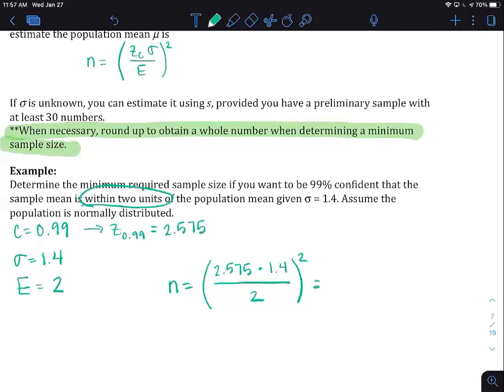So if we plug that in, we get approximately 3.249, and then we're always going to round up. So our sample size minimum is 4.